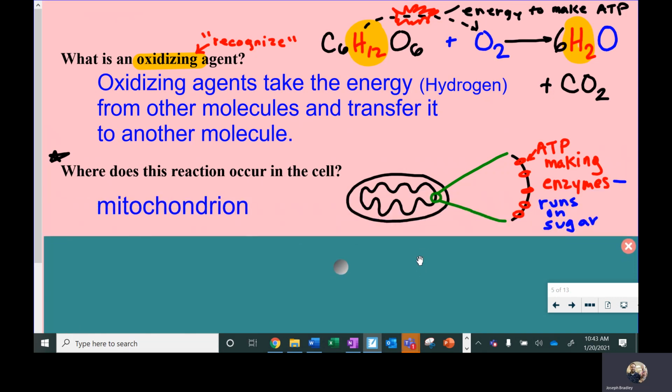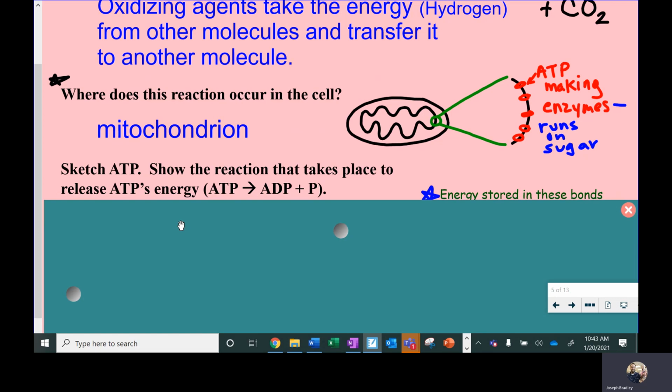So where does this reaction occur in the cell? Well, this is going to happen in the mitochondrion. Before this, we just said the mitochondrion is like a kidney bean shaped thing. But really, when we look at it, it has these little folds in it. And those little folds are a membrane, and it's full of enzymes, specifically enzymes that make ATP, that run on the sugar that we consume.